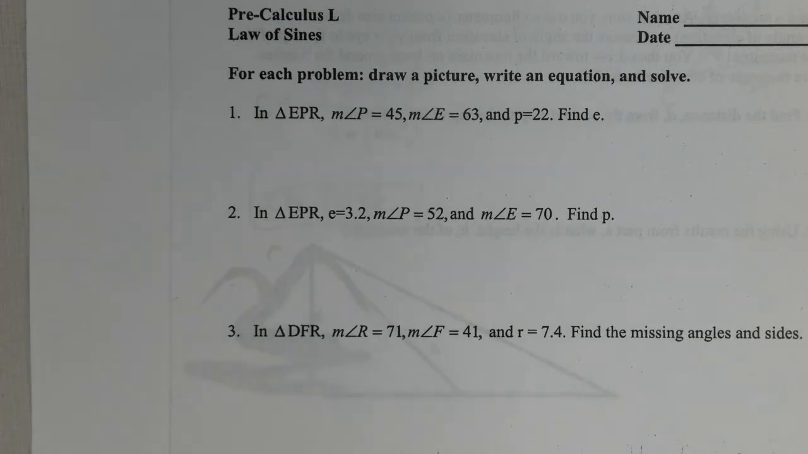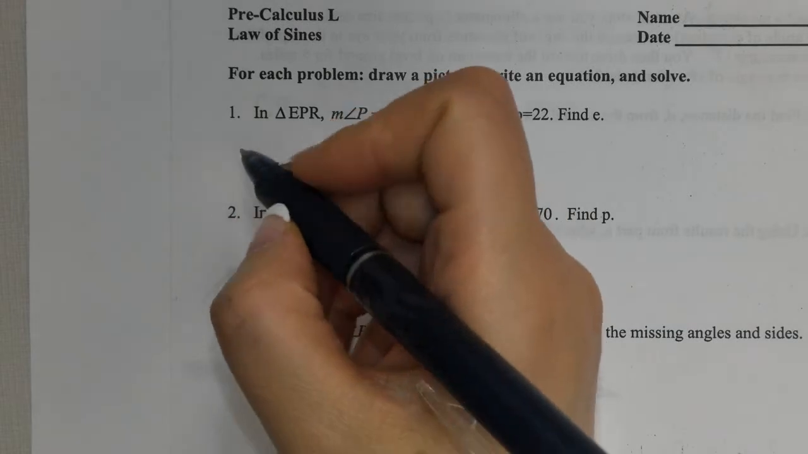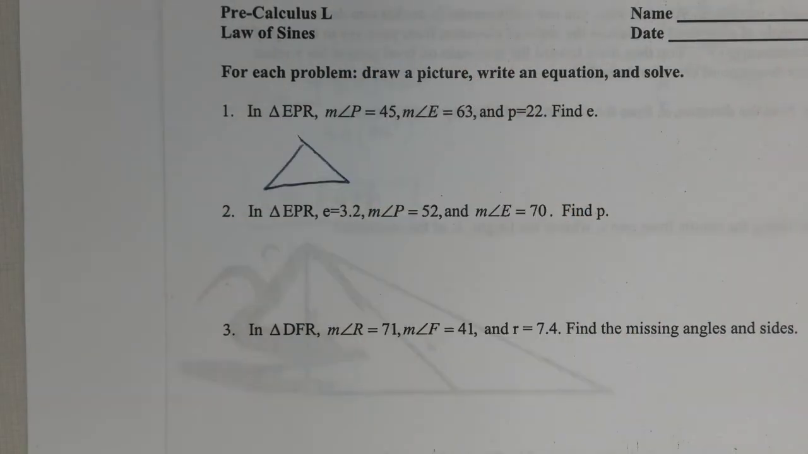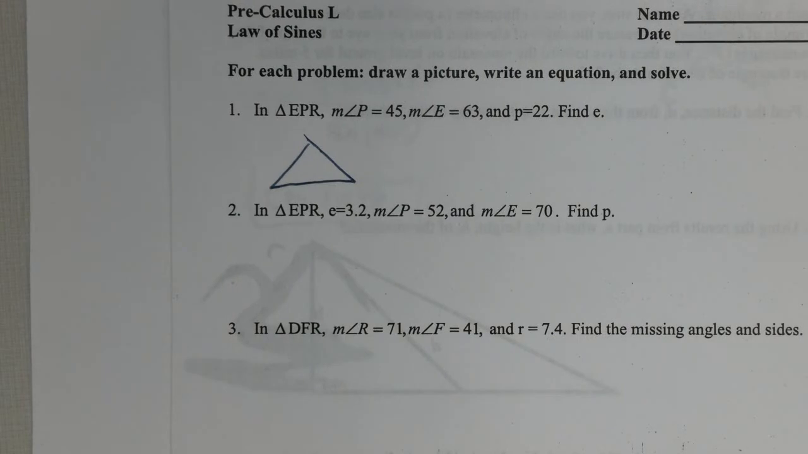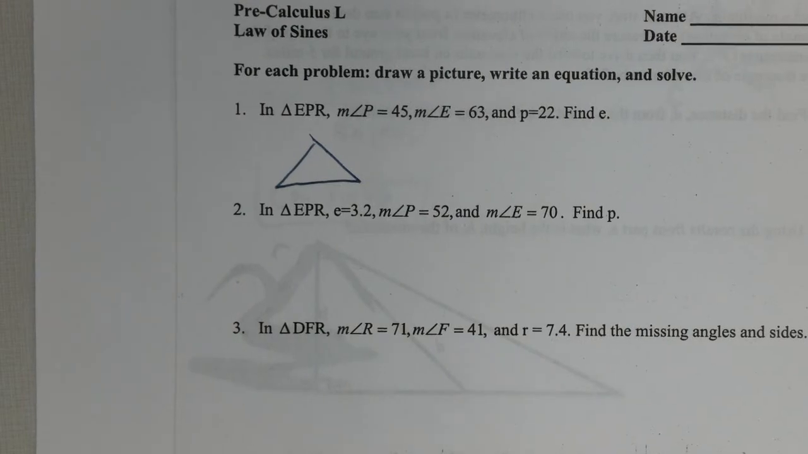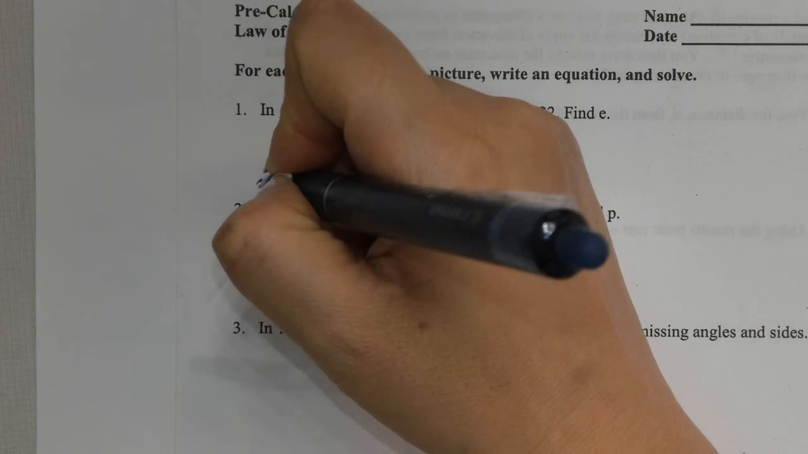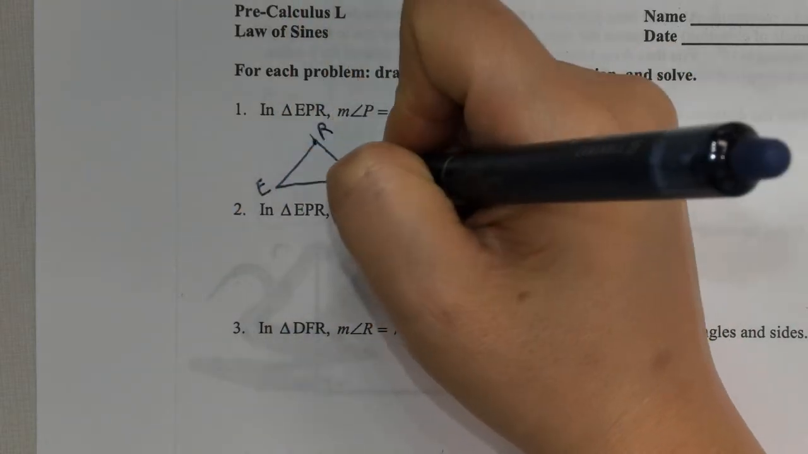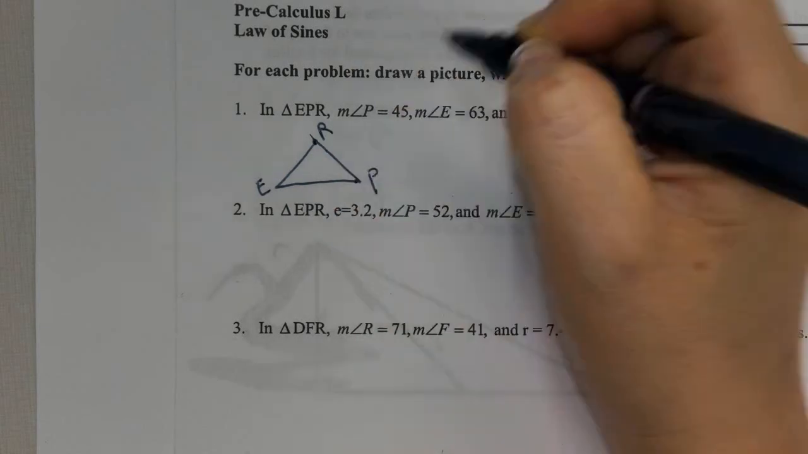Okay, so we're going to draw this triangle ERP. Your triangle doesn't have to be perfect. It's just a sketch for yourself to see the question better. I'm going to label my triangle E, and this vertex will be R, this vertex will be P.